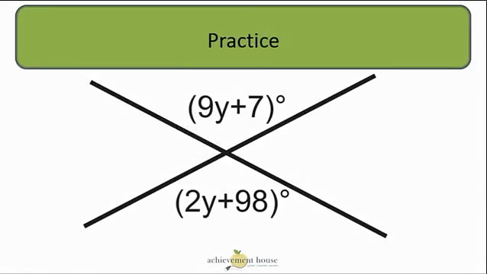So let's practice. So we're given these two angles, and they're written as algebraic expressions. We have 9y plus 7 for one angle, and 2y plus 98 for the other angle. Now, if we were asked to find y, how could we do that? Give yourself a second, pause the video, see if you can solve the problem, and then press play when you're ready to go.